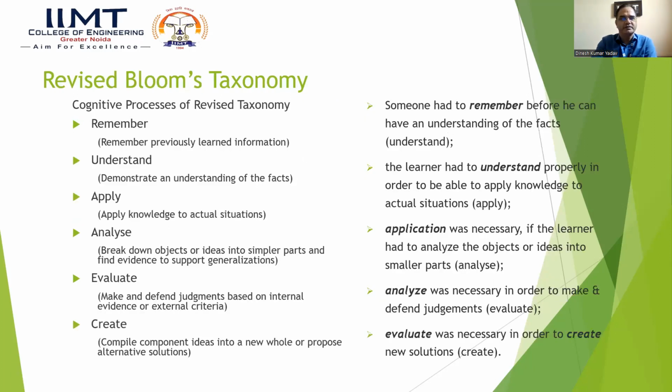We have 6 cognitive levels in Revised Bloom's taxonomy, starting from remember, then understand, then apply, then analyze, evaluate, and the highest cognitive level refers to create. So we have 6 levels in Revised Bloom's taxonomy. These are the 6 cognitive levels or 6 cognitive processes. We will see them one by one, but let's have a brief idea about them. What is remember level, what is understand level, and so on.